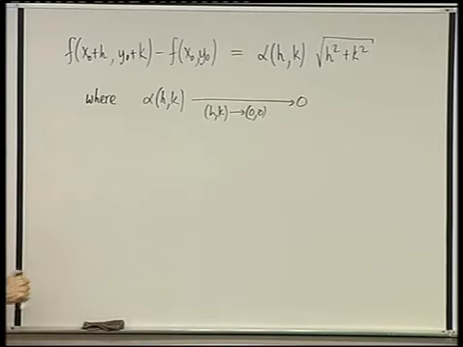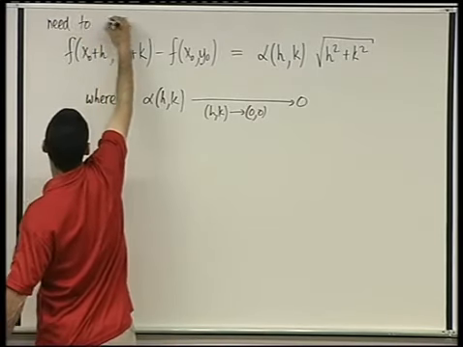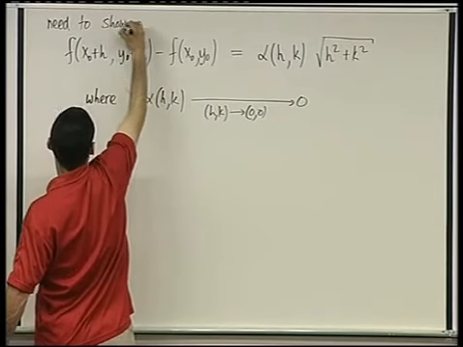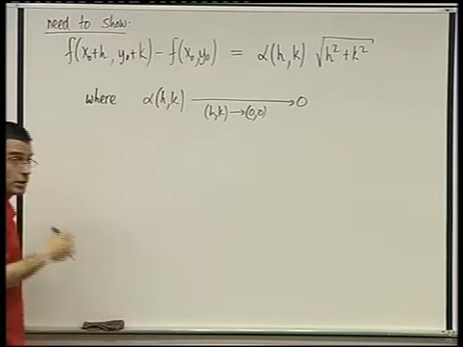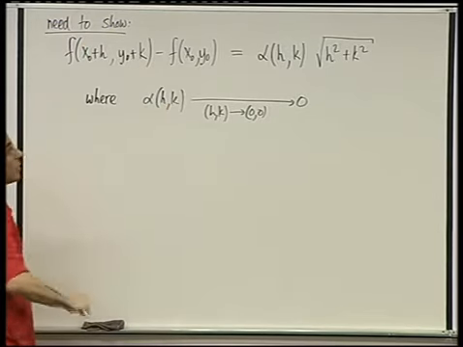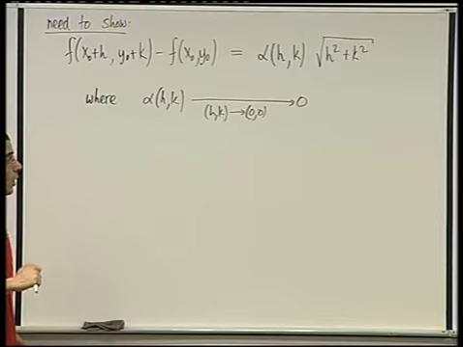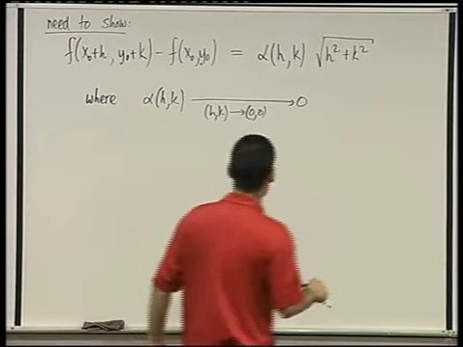Do you agree that this is what I need to show? We don't know this, we need to show this. We're trying to show that the function is differentiable. So we figured out what a has to be, we figured out what b has to be, and now we need to show that the property star holds. Do you agree? Everybody? Okay.